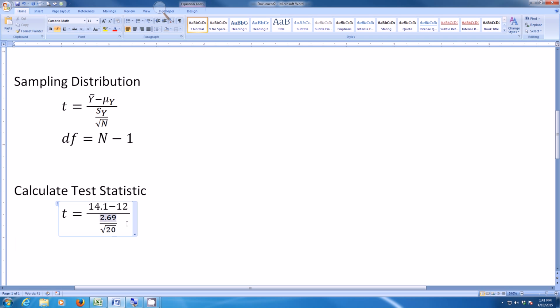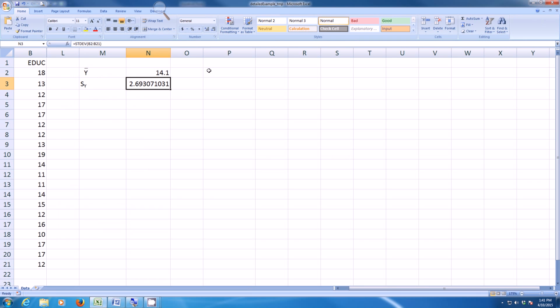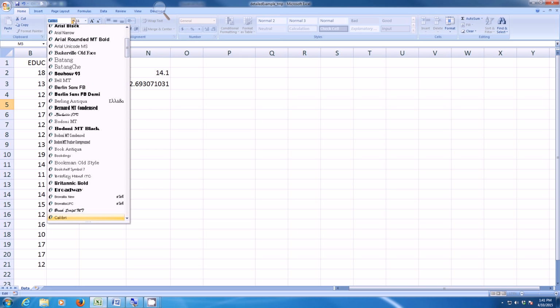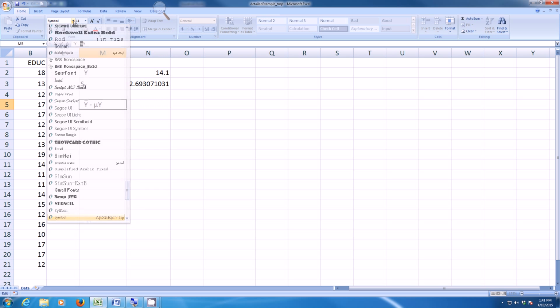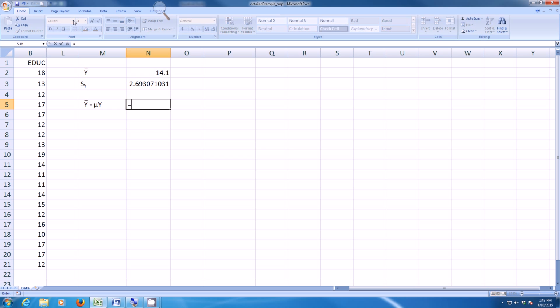And so we can do the calculations in Excel. And so in our numerator, we're going to have our sample mean subtracting our population mean, our mu sub y, and we'll make that symbol font. And so that's going to equal 14.1 minus 12, or 2.1.